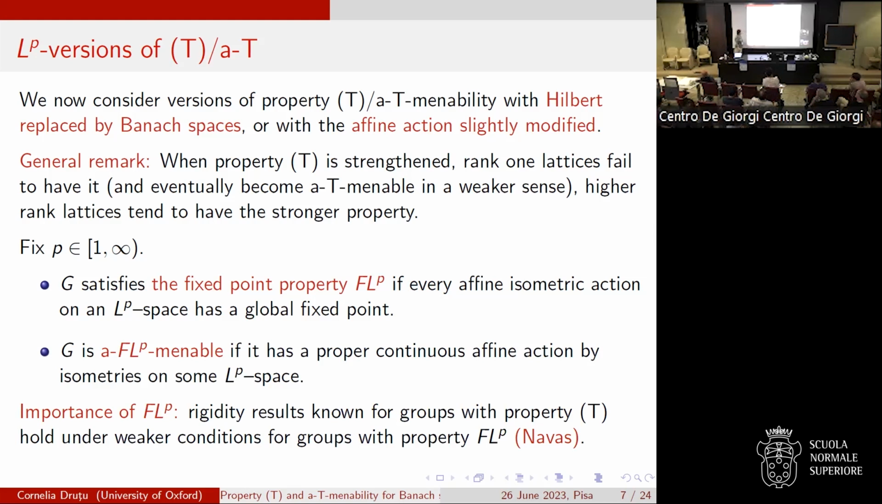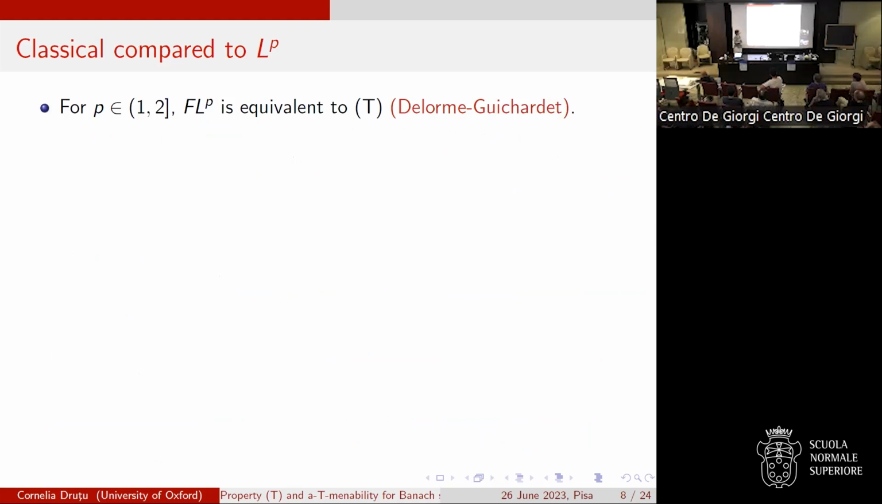And there are various reasons why these are interesting and important. One of them is that there are some rigidity results. In many ways, property T is perceived as a rigidity property, and having FLP leads to more rigidity. And also, same as for the Hilbert space, A-FLP-menability implies Novikov. This is Kasparov and Yu. So there are many reasons why these are interesting to consider. And so let's see how this fixed point property and A-FLP-menability compare with the classical ones.